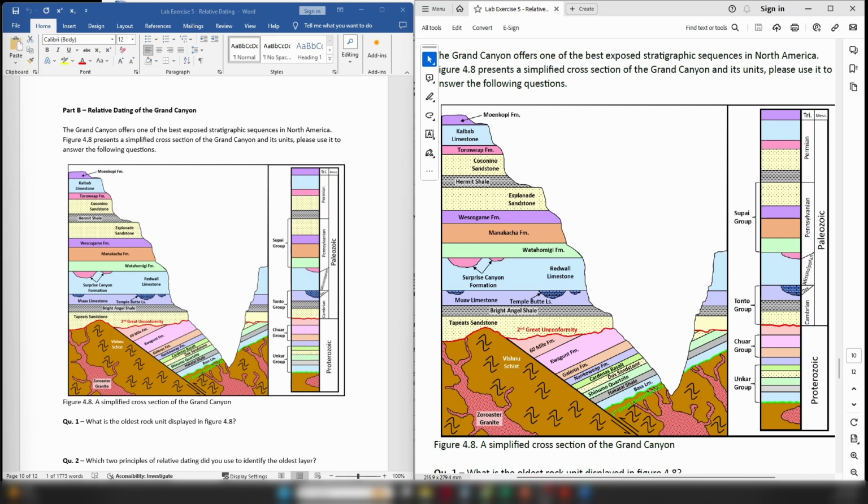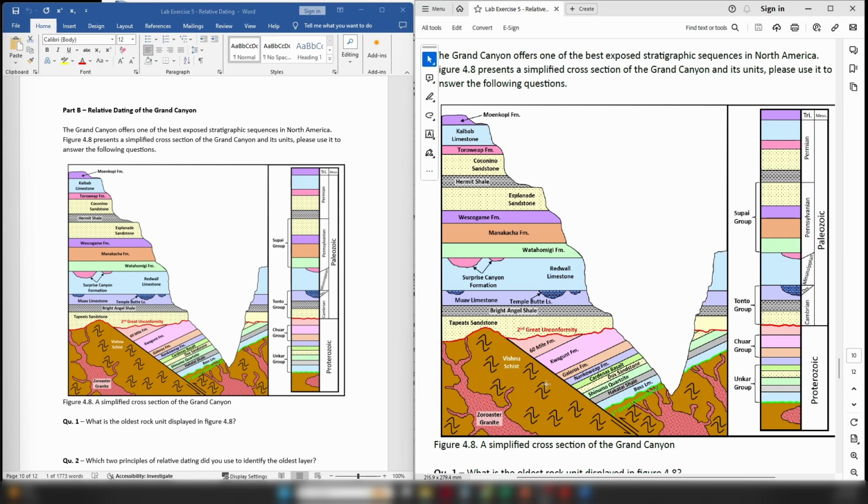So we've moved on to part B now, and this is going to focus on the stratigraphy of the Grand Canyon. So obviously we're going to be applying the principles of relative dating in order to answer several questions about what's going on with the Grand Canyon.